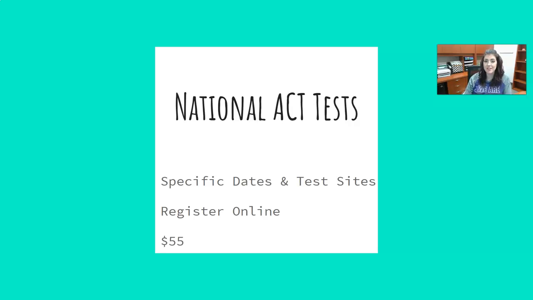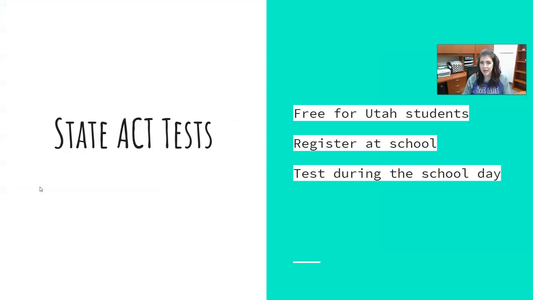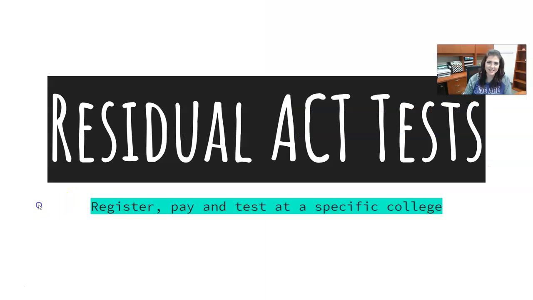There's a national ACT, state ACT, and a residual test. National tests have specific dates and testing sites set by ACT. You have to register for those online, and the fee for those tests is $55. The state of Utah pays for all students to take the ACT as a junior. You will register for that test here at the high school and test during the school day at the high school. The test is typically in February or March, so be watching out for that date and start preparing for that.